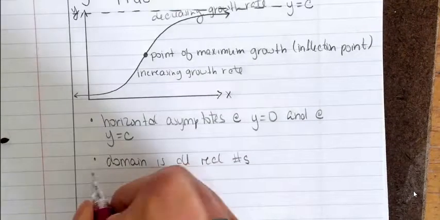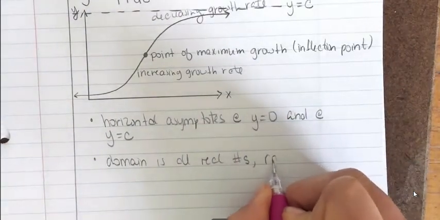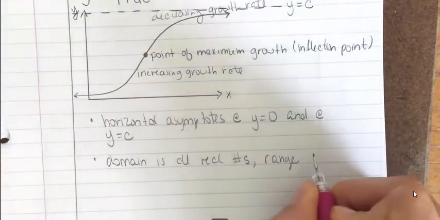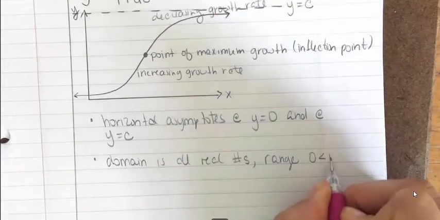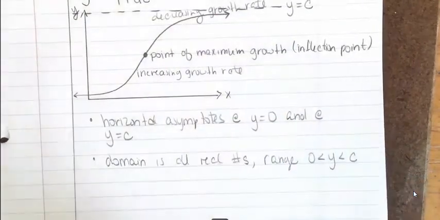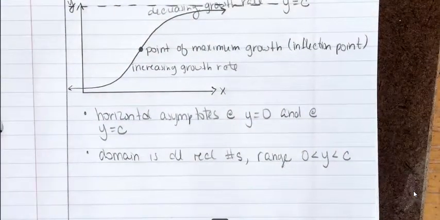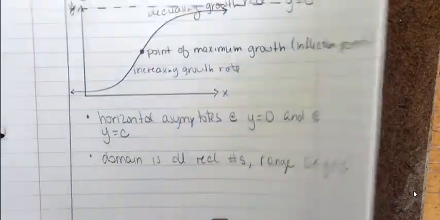The range goes between your two asymptotes. So you're always going to be in between 0 and c. And the graph is always increasing from left to right.